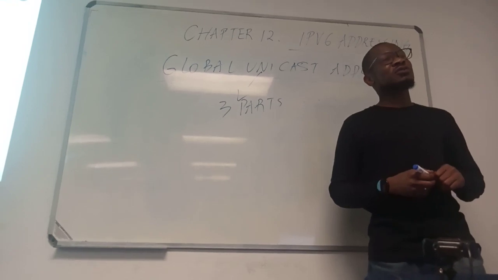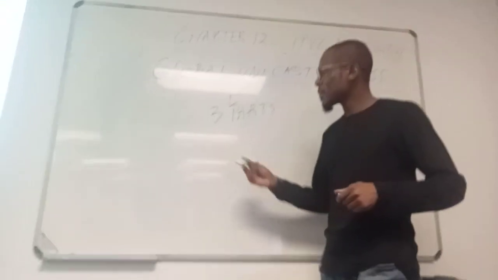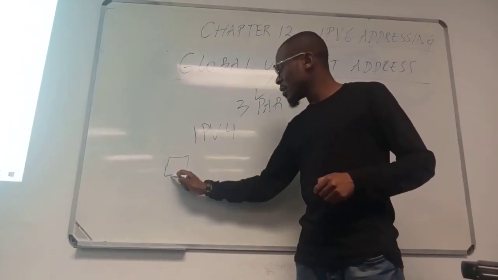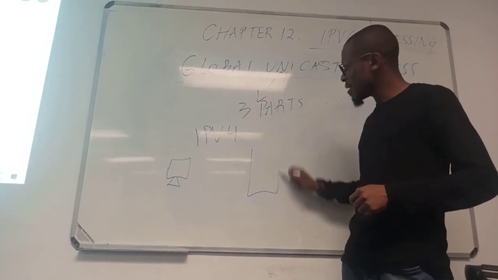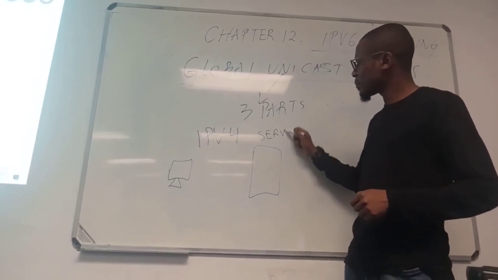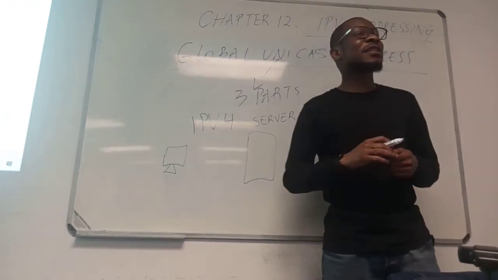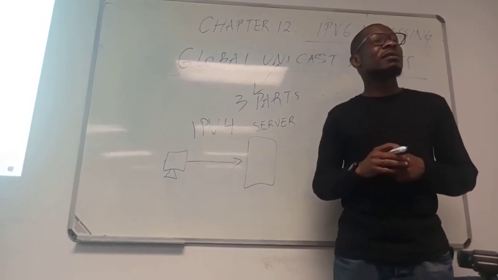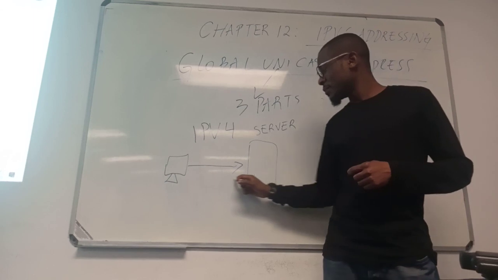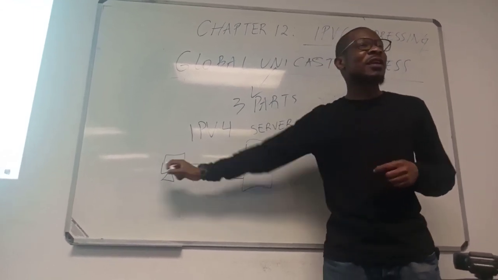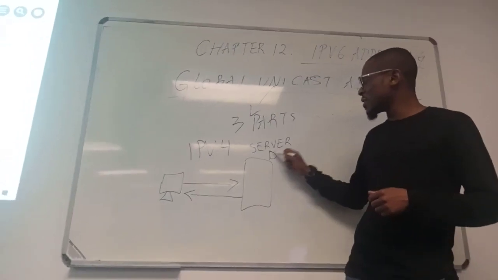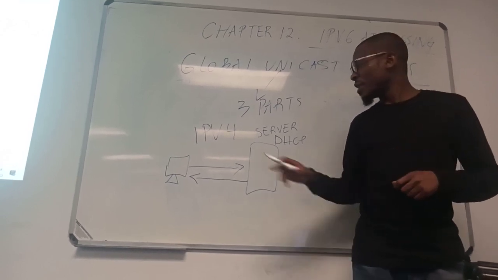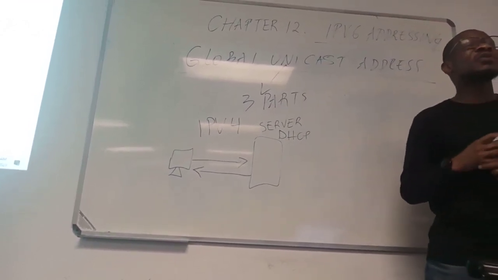You also have to understand this. In IPv4, this is your computer and this is your server. Most of the time you have to request your IP from the server. You request, and the server gives you an IP address by using what we call DHCP. But for IPv6, we are using DHCP version 6.